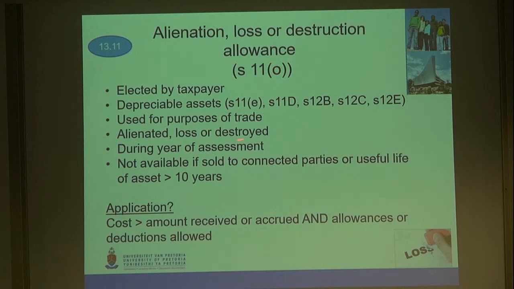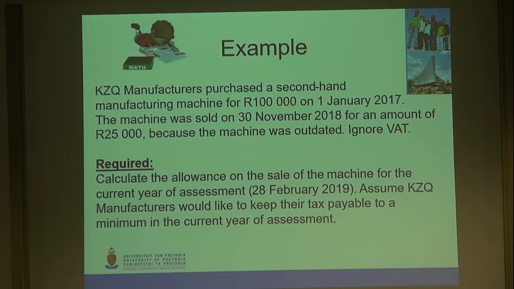And like I said to you, it normally means something has happened to this asset. It's been destroyed, it's been damaged, and that is why we are claiming it. Okay, so again, how do we get it? We look at that formula: cost, selling price limited to cost, less the tax value, and we've ended up in a minus answer. So let's look at an example.